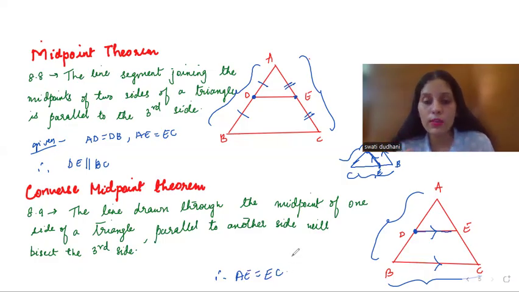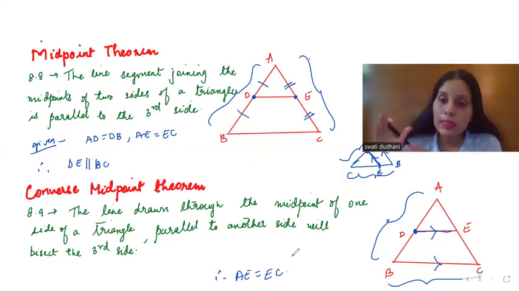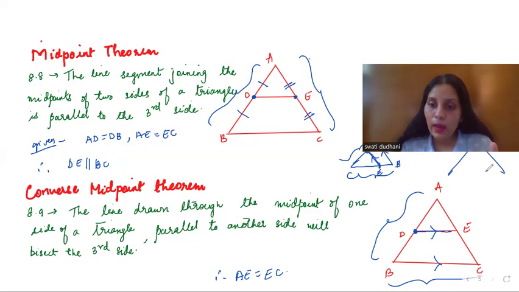This is the converse: on one side you have a midpoint, and the line through the midpoint is parallel to the second side. Therefore, it will bisect the third side. Now, for example, I have my figure like this. Let's see, like this. Okay. So this is P Q R S T.